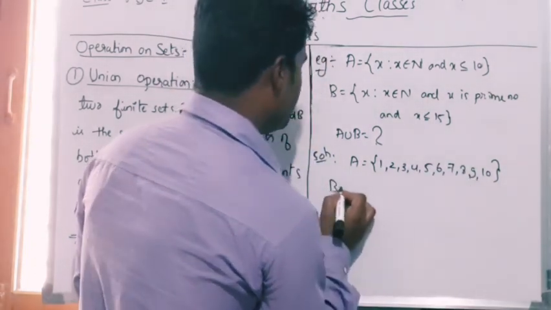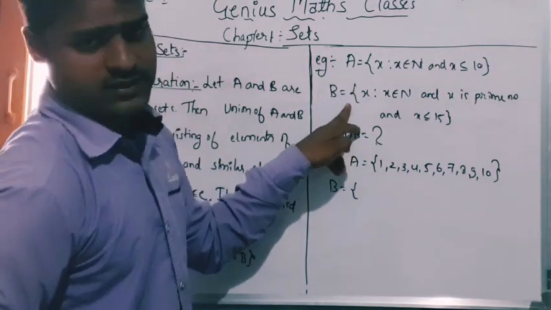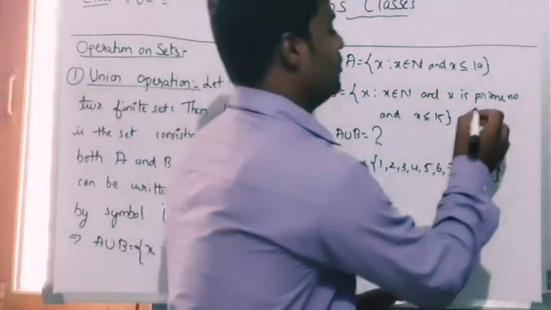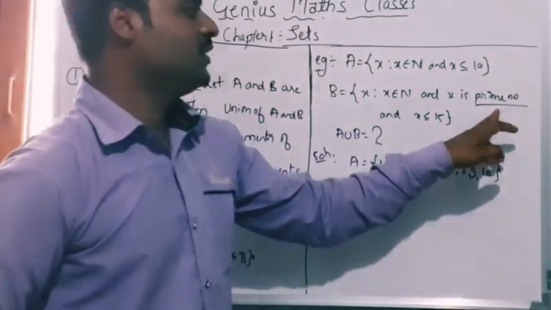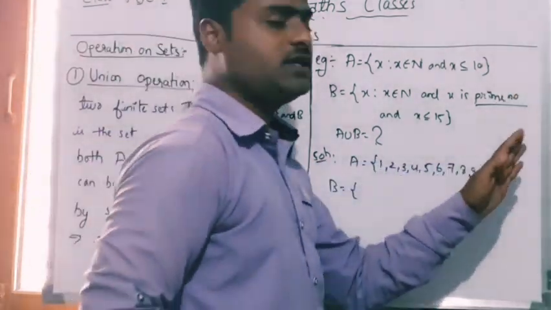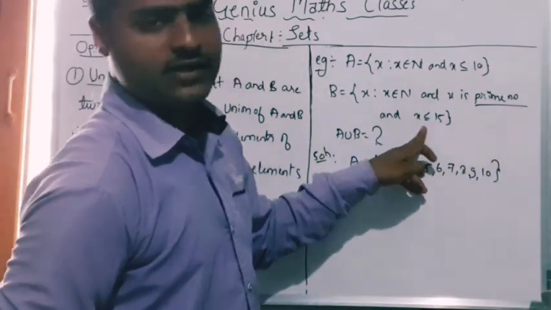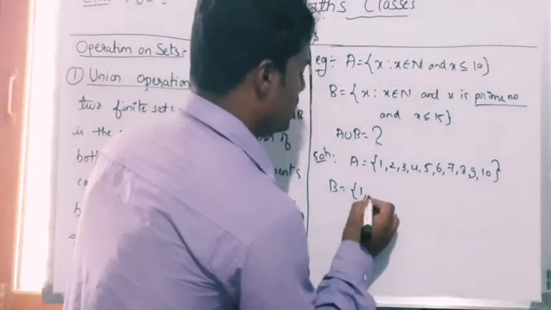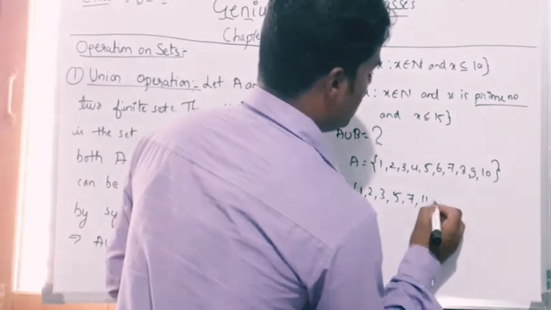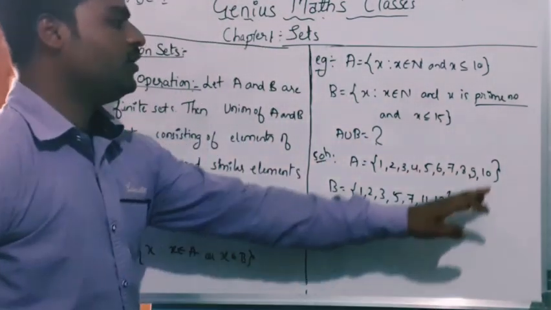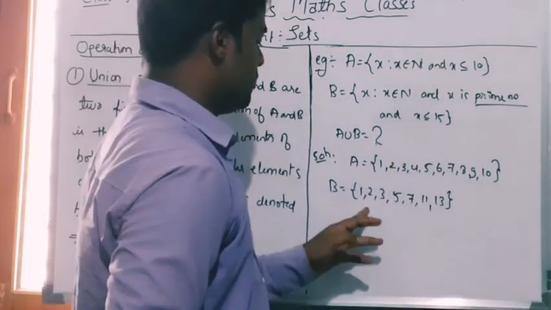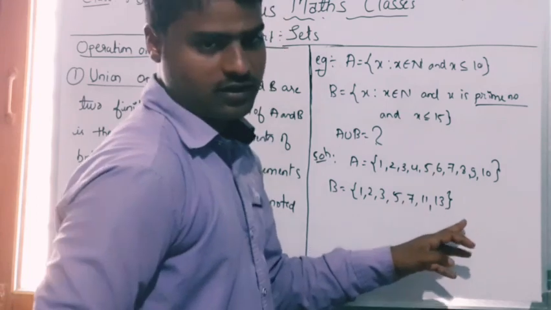And what is B? x such that x belongs to N and x is a prime number. We know that a prime number has only 1 and itself as divisors, and it should be less than or equal to 15. So what are those numbers? 1, 2, 3, 5, 7, 11, 13. Why not 15? 15 is divisible by 5 and 3. Therefore, 15 is not a prime number.